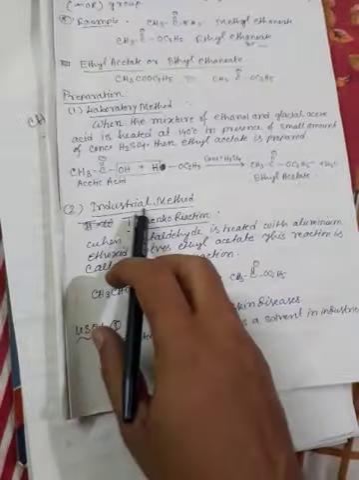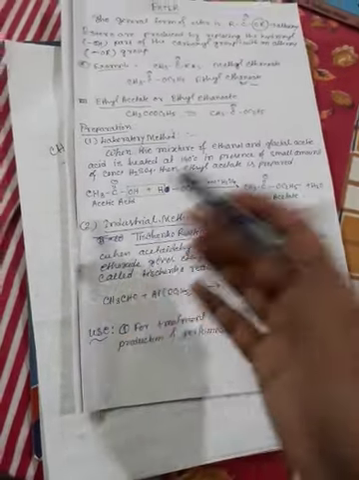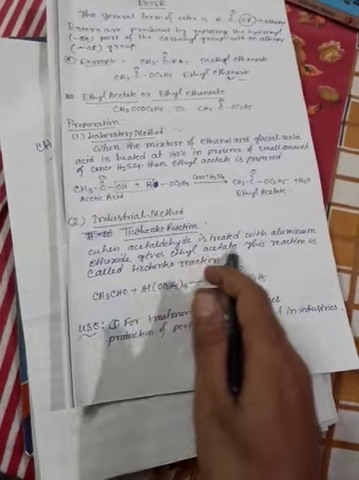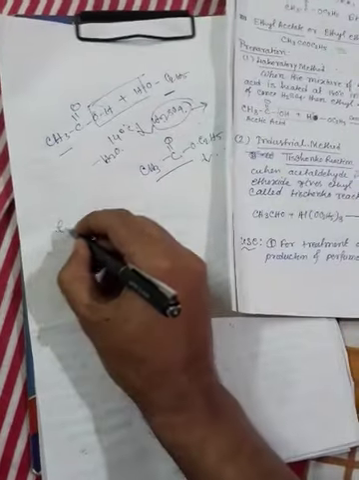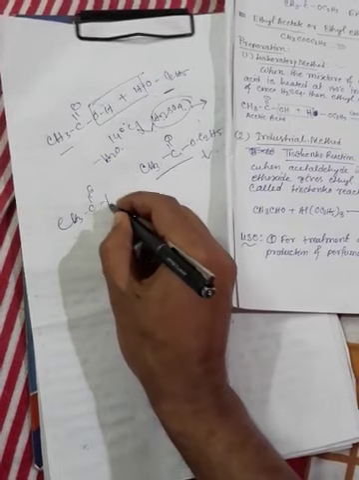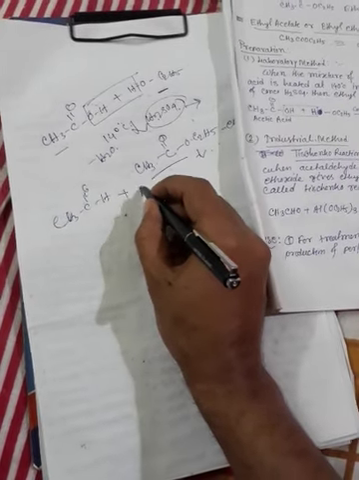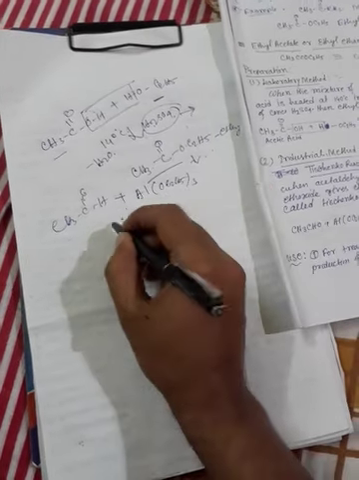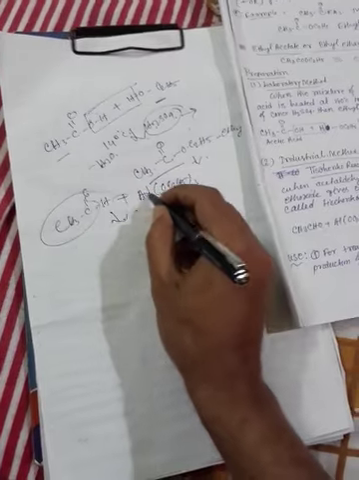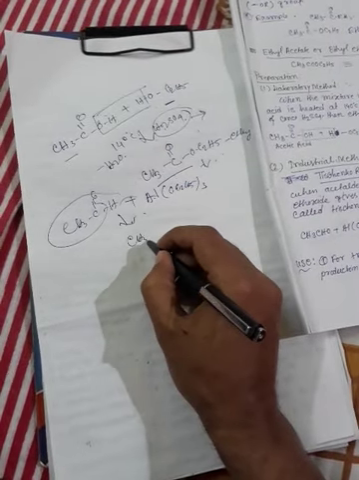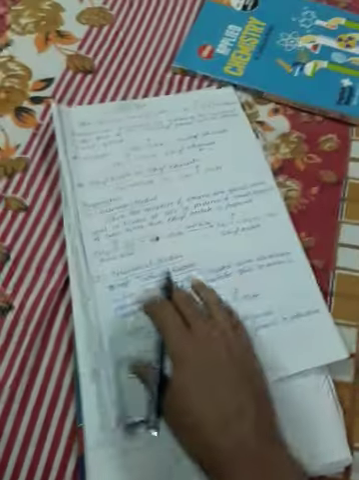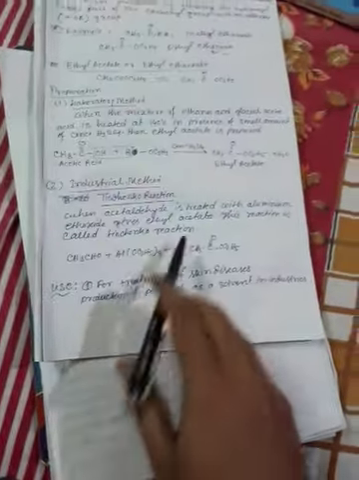Now the question is, how would you prepare ethyl acetate by Tischenko reaction or industrial method? When acetaldehyde is treated with aluminum ethoxide it gives ethyl acetate. This one is acetaldehyde, CH3 C double bond O H, which reacts with aluminum ethoxide, Al(OC2H5)3, and gives ethyl acetate, CH3 C double bond O OC2H5.